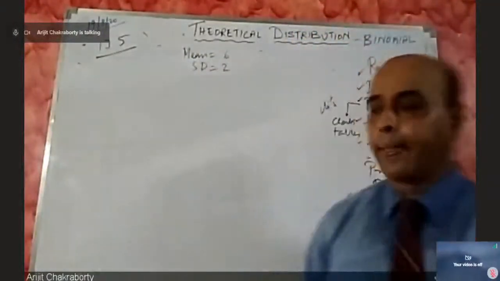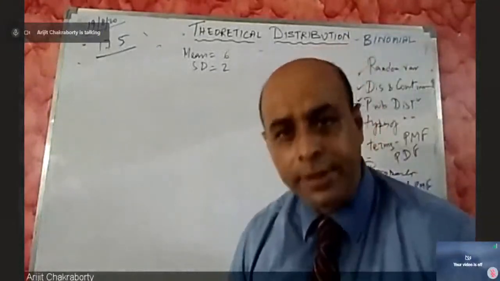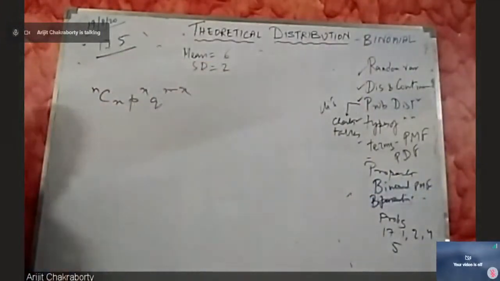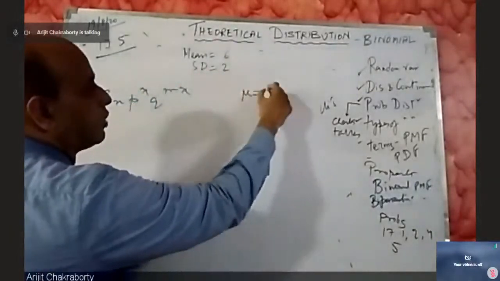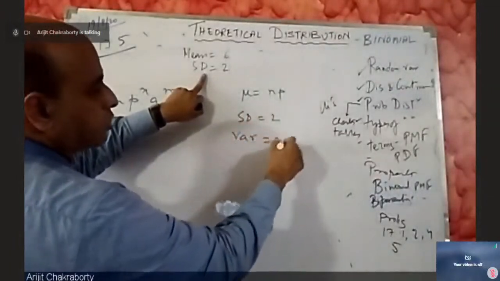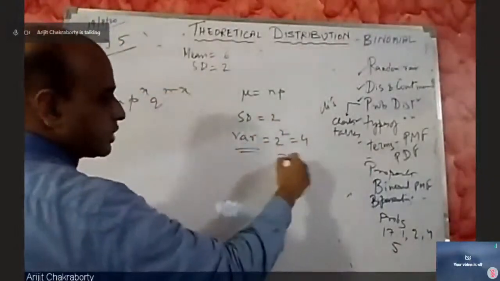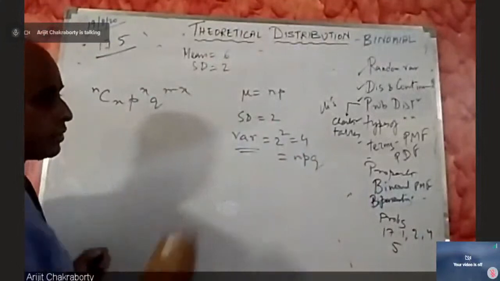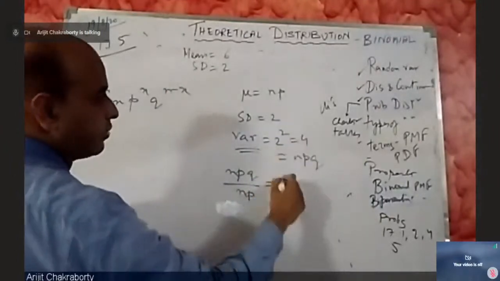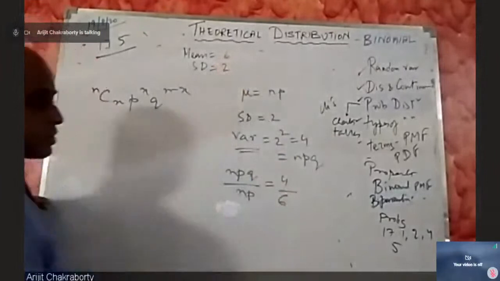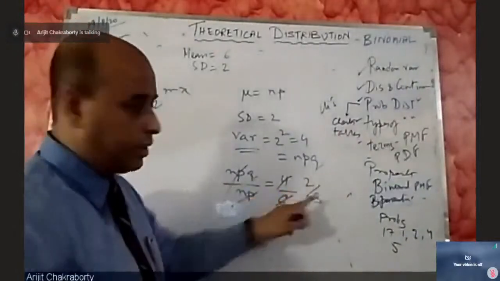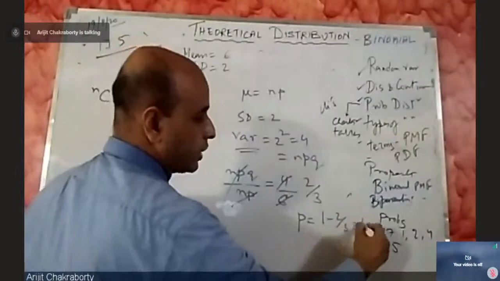Lovely question. We know that the binomial distribution probability mass function is given by nCx p to the power x q to the power n minus x. Mean, we know, mu equal to np, and standard deviation SD equal to 2. So variance is equal to 2 square, that is 4. But we know variance is npq. That means npq divided by np, if you do, you are getting 4 by 6, since the mean is 6. So np cancels, q is equal to 4 by 6, that is 2 by 3. If q is 2 by 3, then p equal to 1 minus 2 by 3, that is 1 by 3.